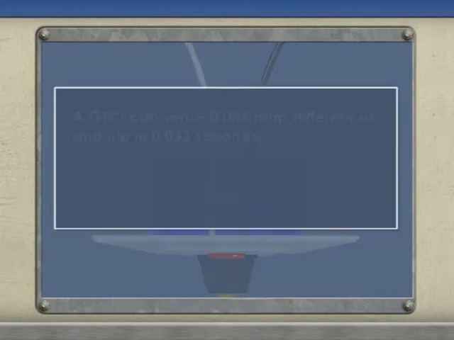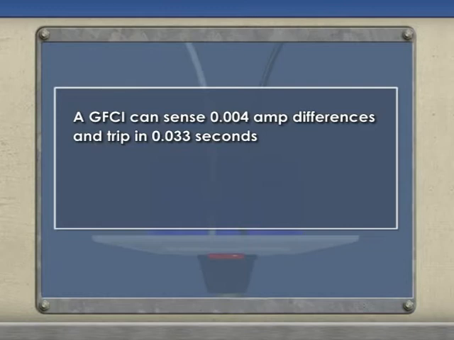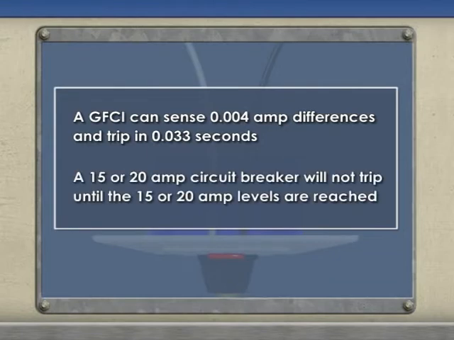A GFCI can sense current differences as small as 0.004 amps and trip in a very short time, 0.033 seconds. At that amount of time, you would receive a shock, but it would not cause serious injury. A typical 15 or 20 amp circuit breaker used in your power panel at home will not trip until the 15 or 20 amp levels are reached. Their purpose is to protect equipment and prevent fires and do not provide protection from electrocution.